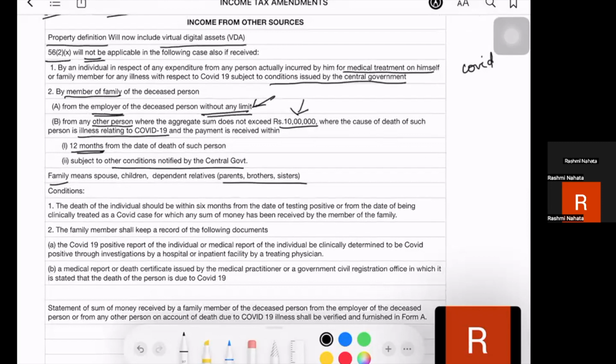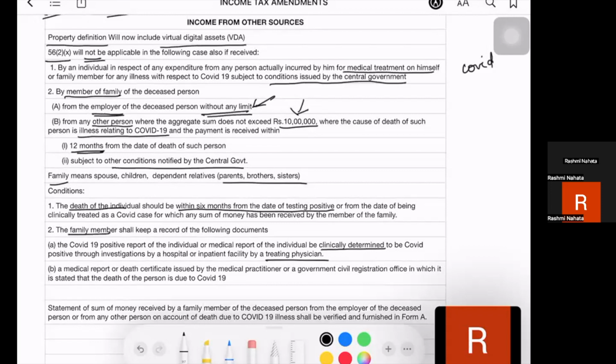The conditions that have been given are that the individual should have died within 6 months from testing positive due to COVID. And the family member shall keep a record of all the documents and medical reports, where it is clinically determined that the person was COVID positive and other investigations were being done. So this should all be there from the doctor. All the treatments done by the doctor should be clearly maintained by the family member.